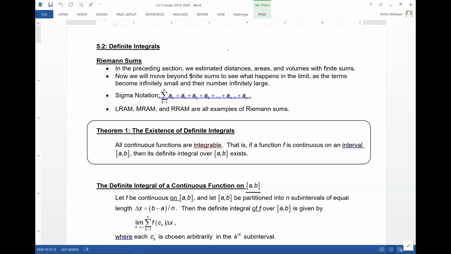So why would you ever do finite sums? Because there's a lot of room for error, right? So why would you do finite sums to try and solve this?